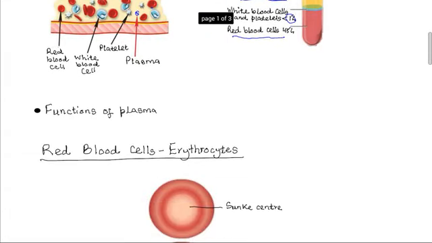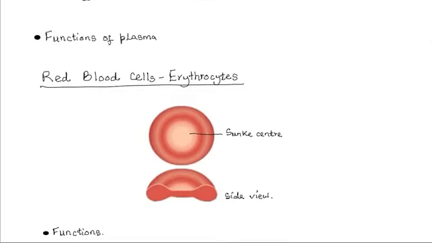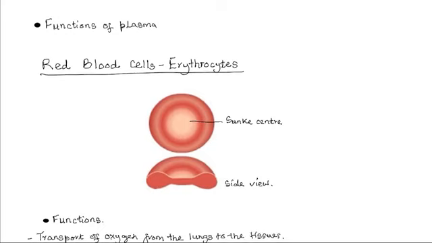Next, look at the red blood cells. It's the most numerous cells that make up the blood. So, red blood cells, also known as erythrocytes. Red blood cells are very small cells, about 8 micrometers in length at the longest part, and the thickness at the longest part is about 2.5 micrometers.